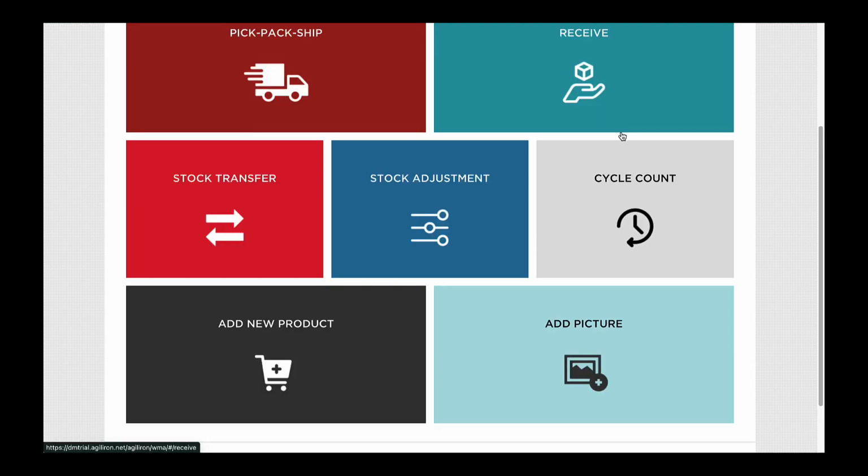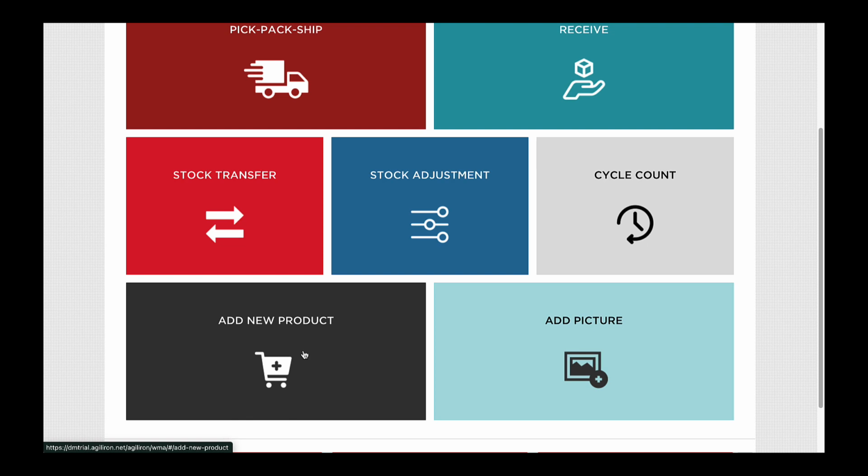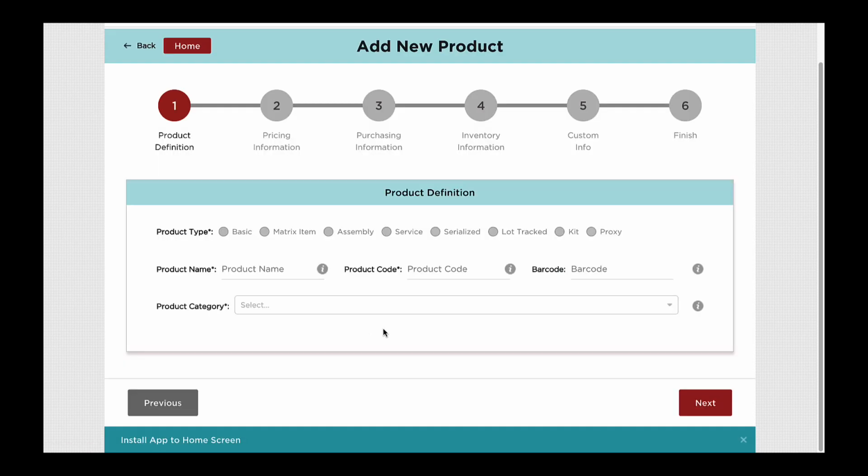Next, we'll look at adding new product. New products can be added easily in the Cross-Platform Warehouse app upon clicking the Add New Product button. A new product wizard will appear, similar to the one found in the back office. Here you can see the step-by-step process to add new products.